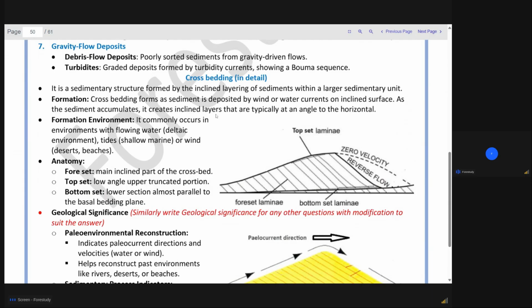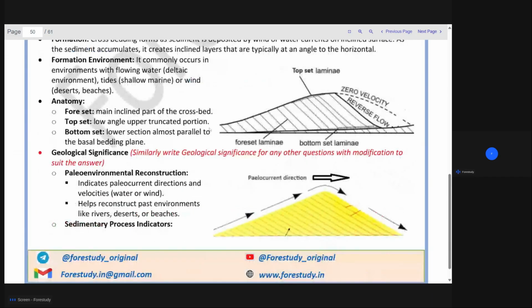So it creates inclined layers that are typically at an angle to the horizontal. It commonly occurs in environments with flowing water, that is deltaic environments, tides, shallow marine, or wind, deserts, and beaches. Anatomy: we have the foreset. This is the foreset lamina, the main inclined part of the crossbed. Then the topset, the low angle upper truncated portion. Truncated means cut, right? Cut portion. Then the bottomset, the lower section almost parallel to the basal bedding plane.